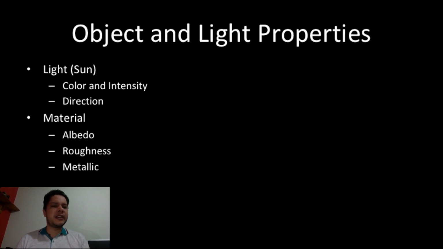We can start by defining some light properties and material properties. For this implementation, I use the ambient light and the sunlight. The sunlight might have an intensity, color, and a direction. The object material might have an albedo, roughness amount, and metallic amount. If you want to understand more deeply these parameters, I suggest you watch the Naty Hoffman presentation about PBR. The link is in the video description below.